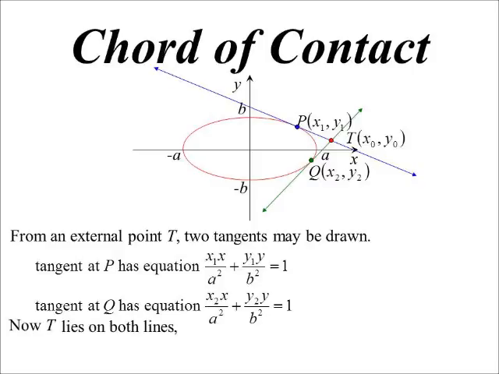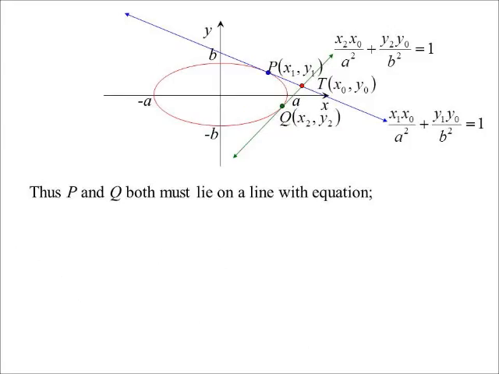T lies on both of these lines. So therefore, if I substitute them in, I must get a correct statement. So it is true that x1 x naught on a squared plus y1 y naught on b squared is equal to 1. And x2 x naught on a squared plus y2 y naught on b squared is equal to 1. We're looking for the equation of a line. Every equation of a line is some constant number times x, some constant number times y, and it might have another constant number as well. Well, that's what we got.